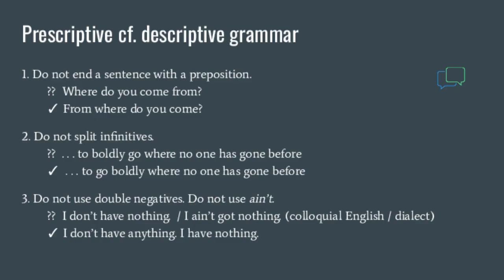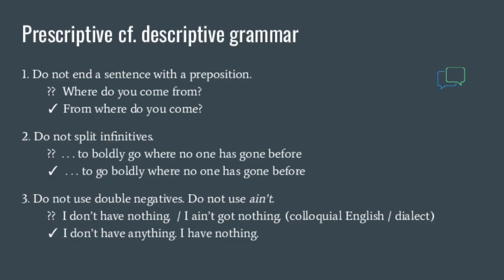One, for example, is do not end a sentence with a preposition. Where do you come from? Or from where do you come? Most speakers would find the second one unnatural, even overly formal, pretentious. Few people talk like that anymore. Most people today, in any variety of English, would say, where do you come from? It's normal to end sentences with prepositions.